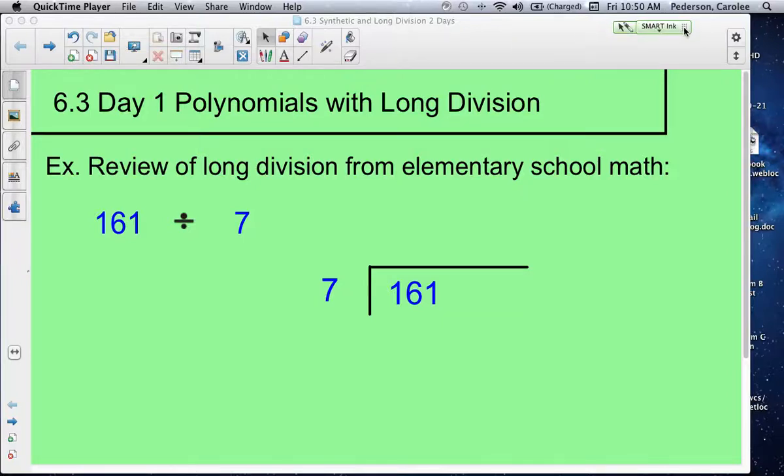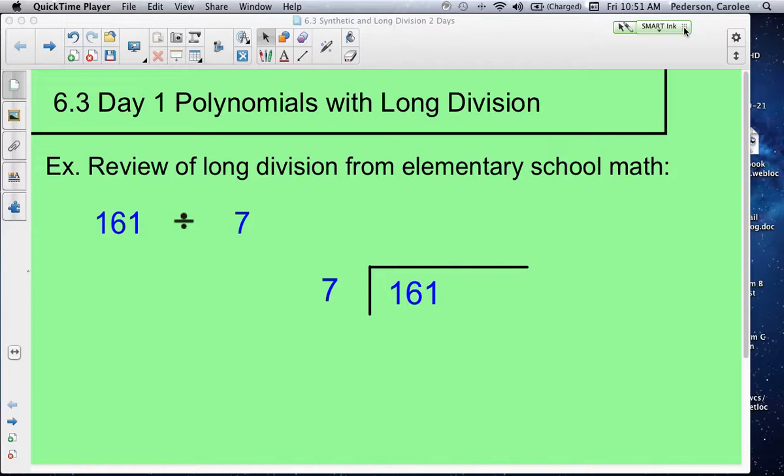This is 6.3, day 1. We're going to split this section up into 2 sections. Today's lesson is going to focus on long division. This is a brand new topic for you in Algebra 2. You've not seen it in Algebra 1. And then tomorrow's lesson will be 6.3, day 2, where we focus on polynomials with synthetic division.